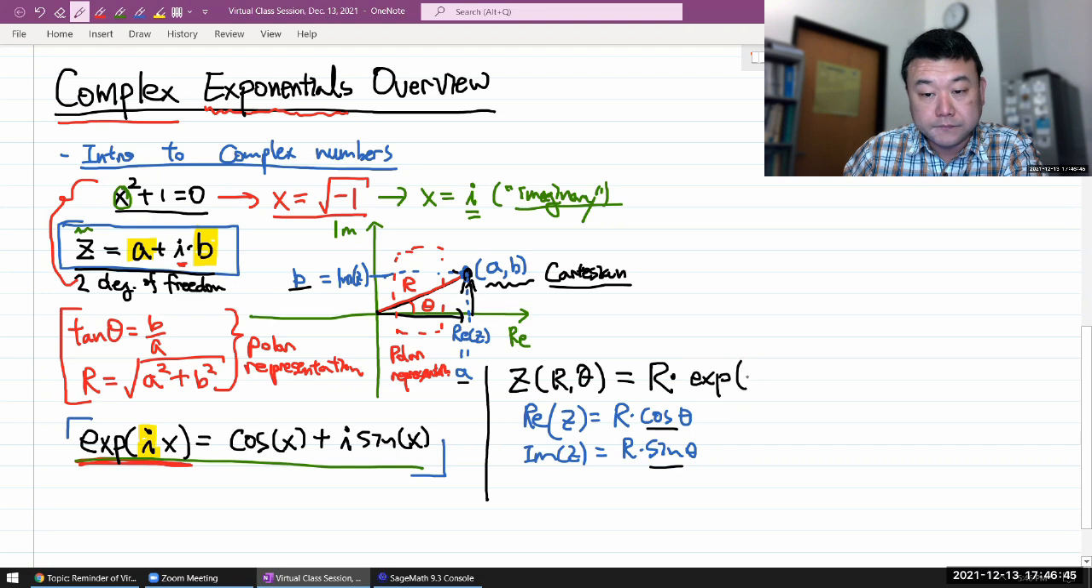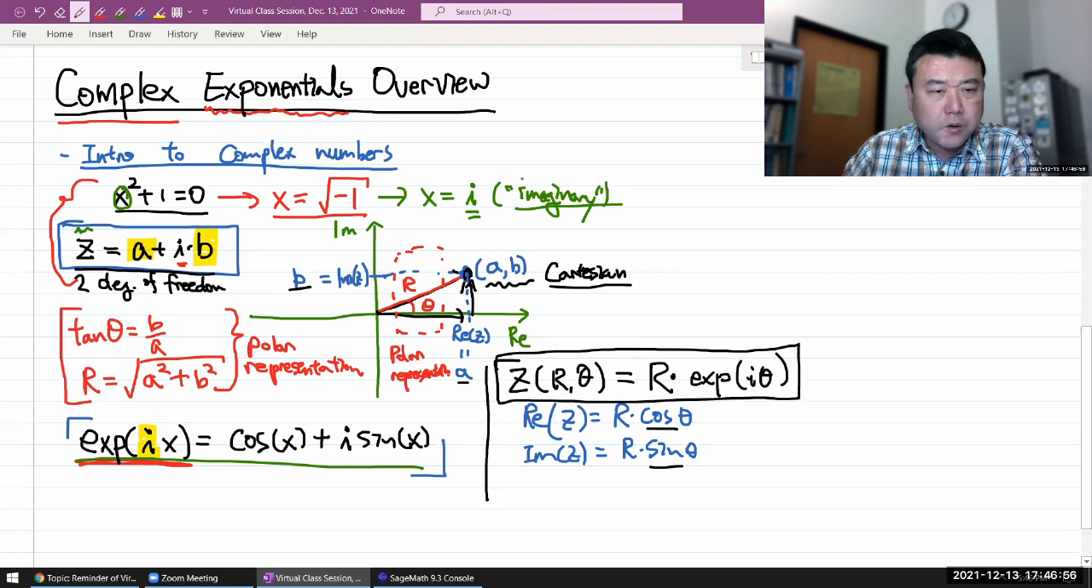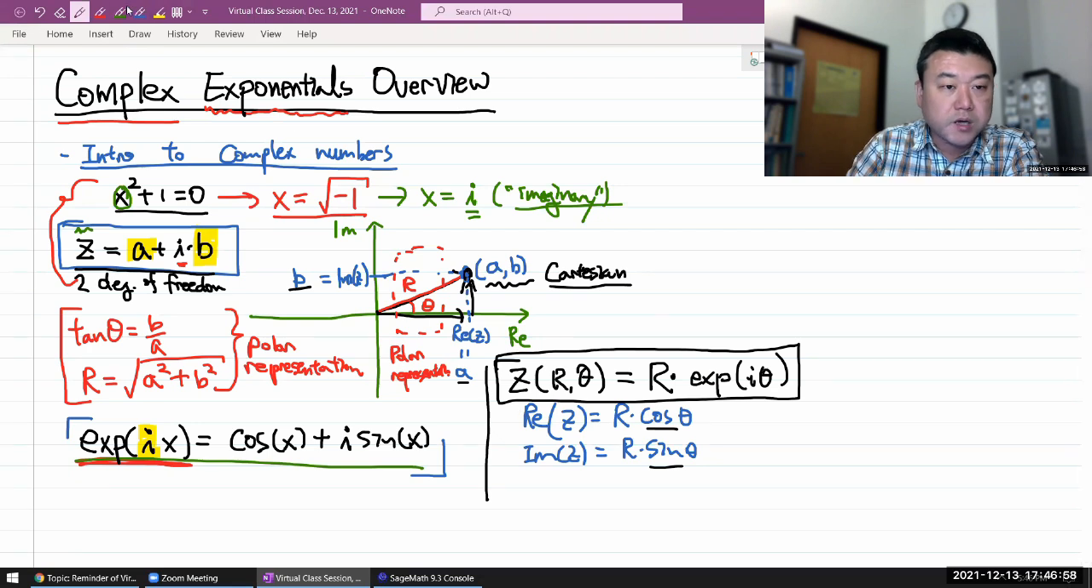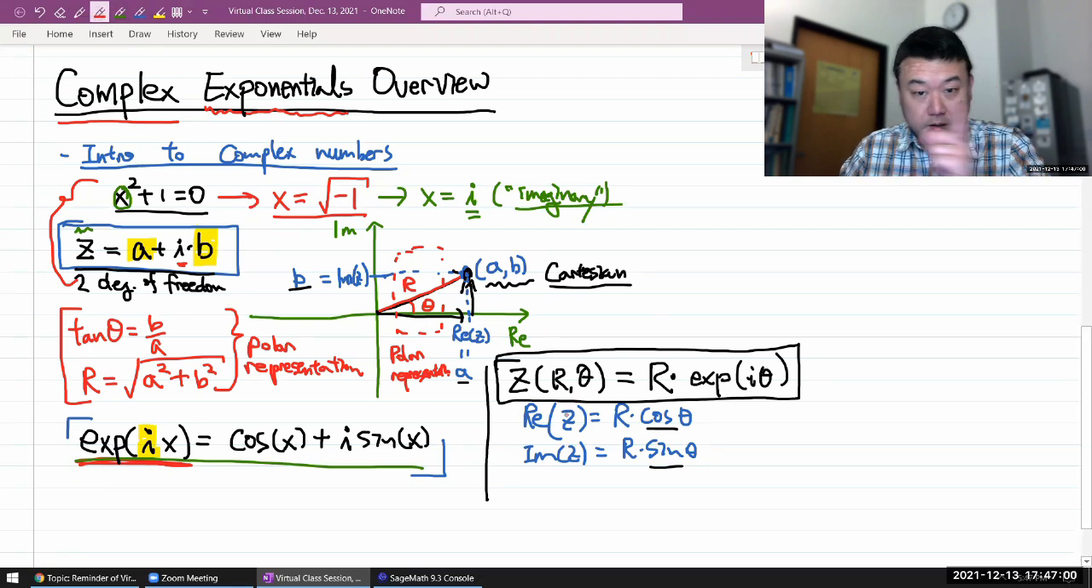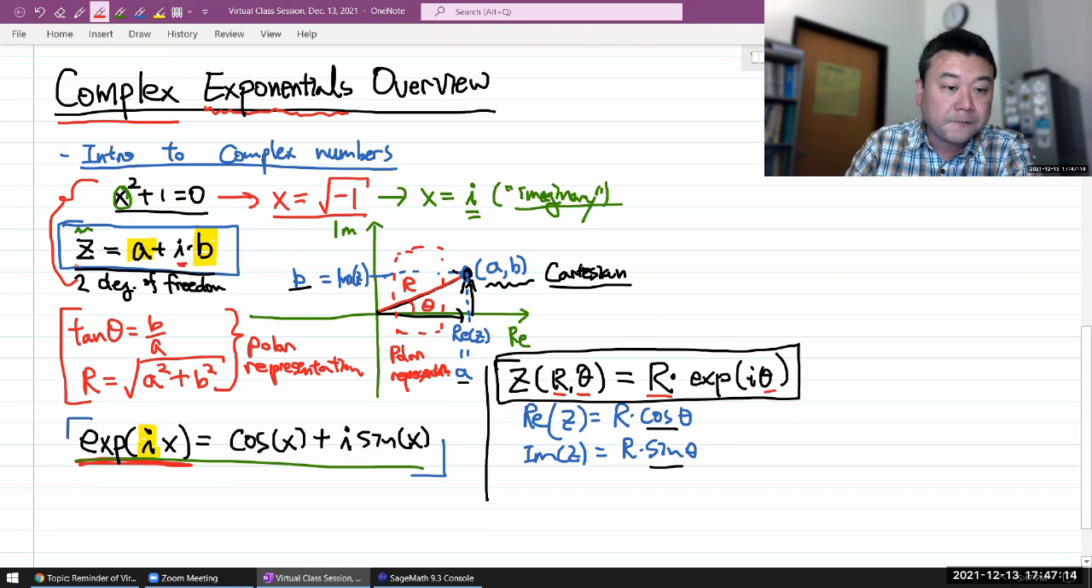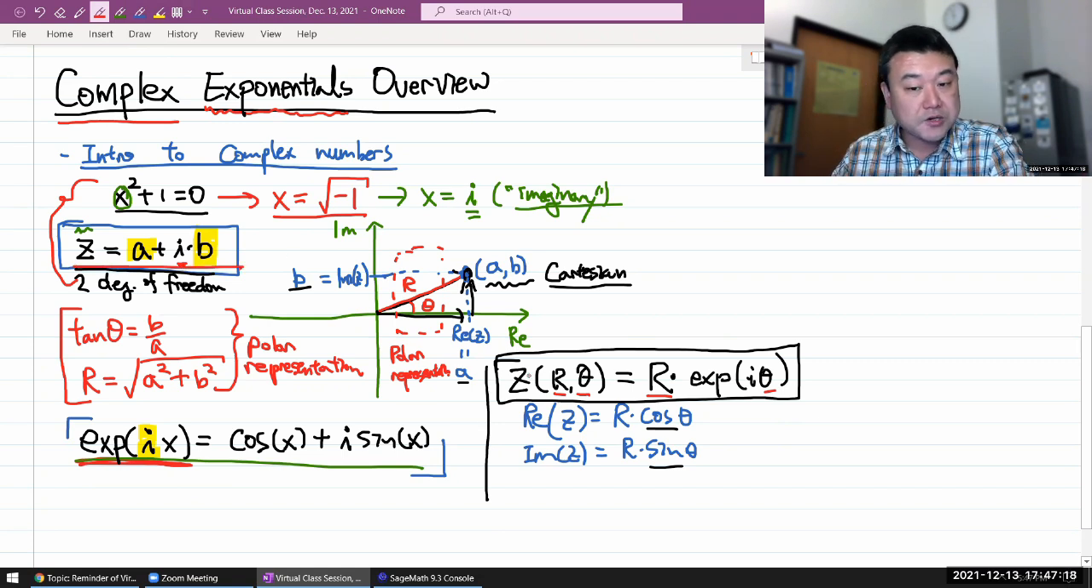exponential of i theta. Notice how when you look at this expression for a complex number in terms of the magnitude and direction, you still need 2 degrees of freedom. You need the magnitude and direction. And it has the same number of degrees of freedom as the original Cartesian representation. But this particular form has a number of benefits.